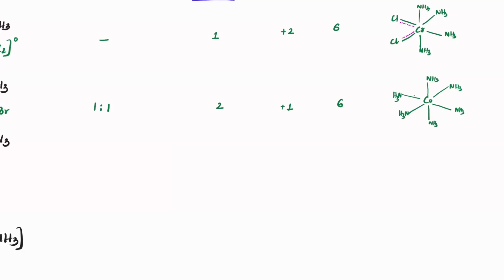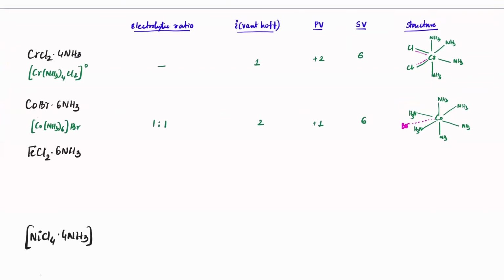And then one is ionically bonded, which is bromine. This is bromine, which is ionically bonded. So this is how the structural representation must be as per Werner's theory. Okay. Next one, FeCl2·6NH3.